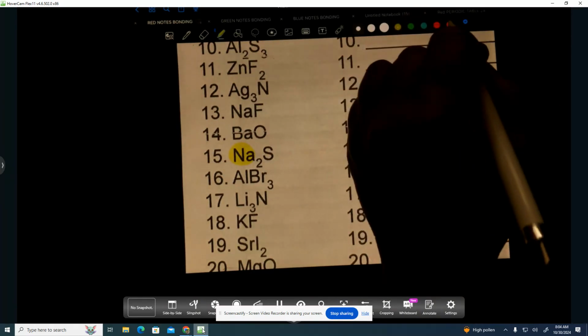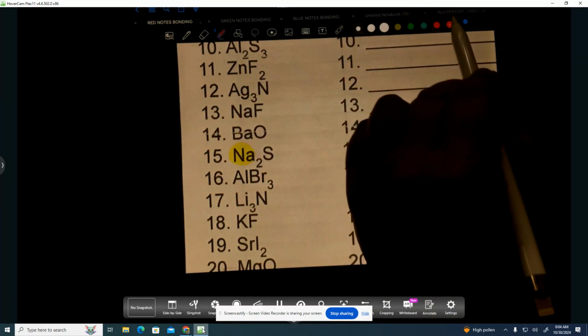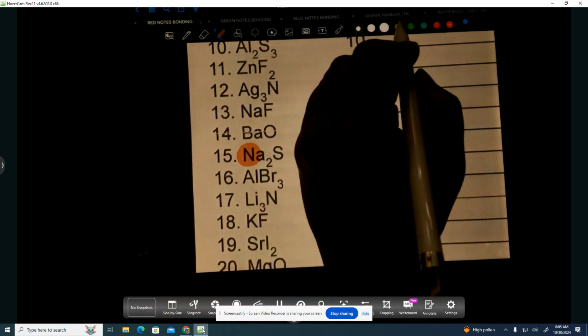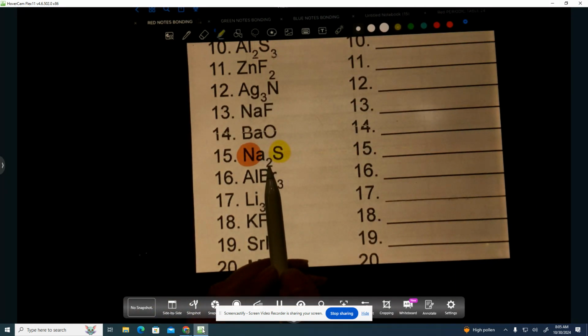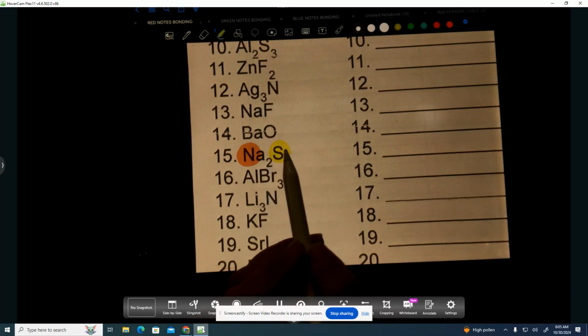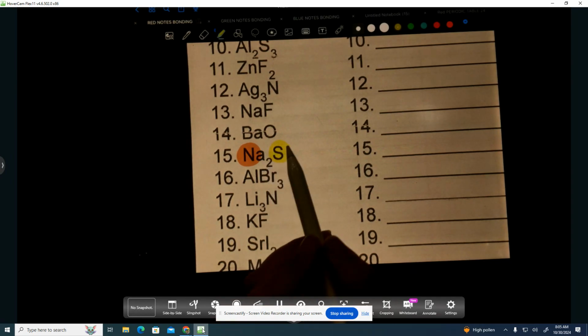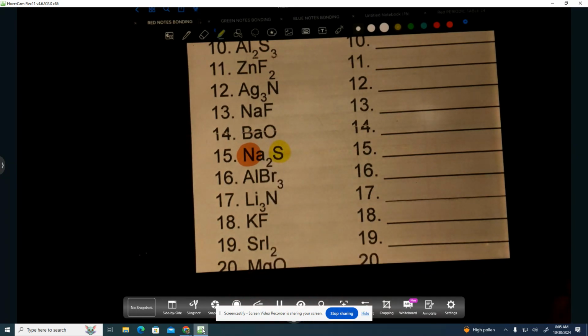I also asked you to highlight. Highlight the cation. I'm going to keep them the same color. Highlight the anion. Do not highlight the subscript. The subscript came from whoever it's attached to's charge. So this 2 is telling me that sulfur had a -2 charge. Got it? All right.